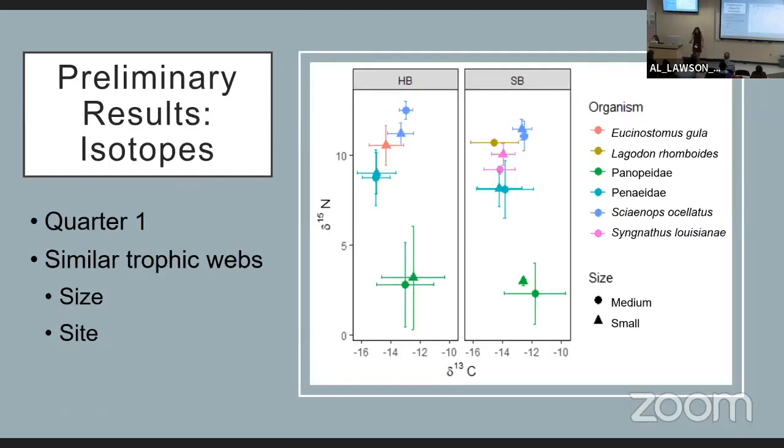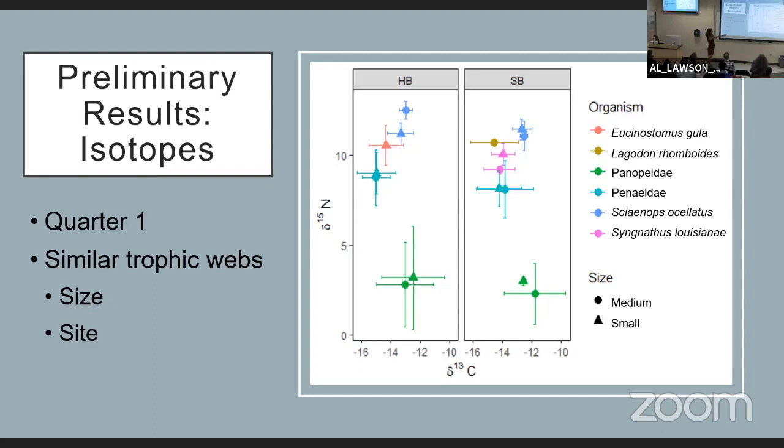And then very quickly, for the stable isotopes portion, this is mostly focused on the gut content. This is just preliminary results, so it's just Q1. That means the 10 fish per site, 5 per size class. You're seeing similar trophic webs on both size classes and both sites. So it's pretty interesting to see.